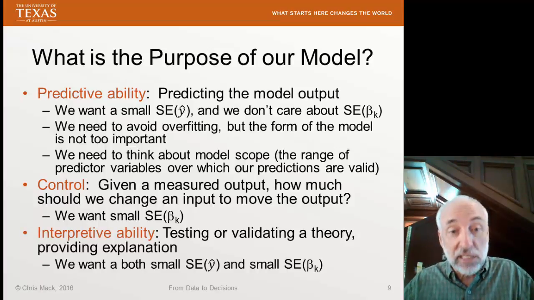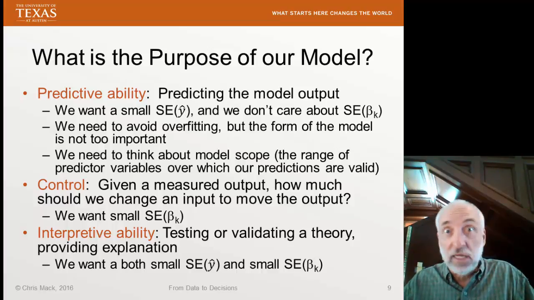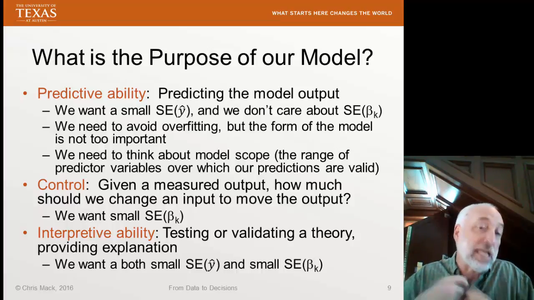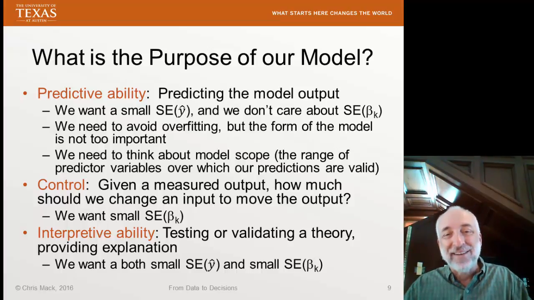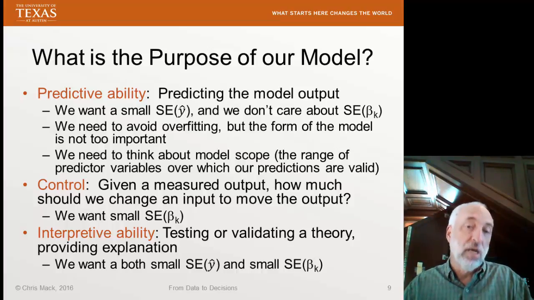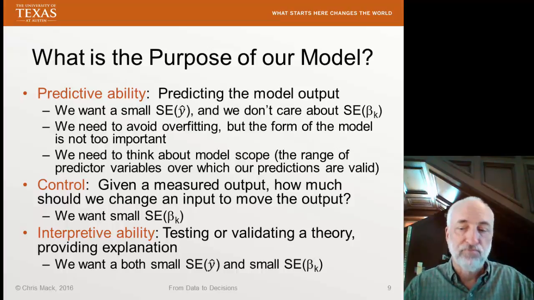In many cases in science, the goal of building a model is interpretive ability. Of course, this happens in the social sciences and in medicine and lots of other applications as well. We're trying to test or validate a theory, or we're providing an explanation for what's going on. Here are some interesting things in the data, explain it. For this case, we want both small standard errors of the predicted values and small standard errors of the coefficients. And we can't really emphasize one over the other if interpretive ability is the purpose of our model.